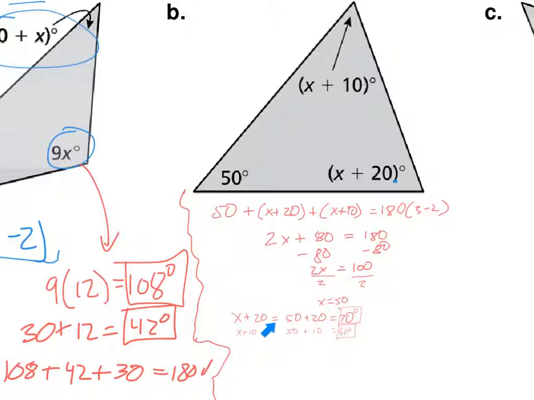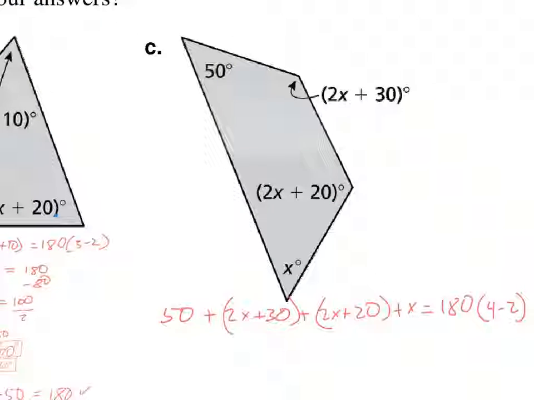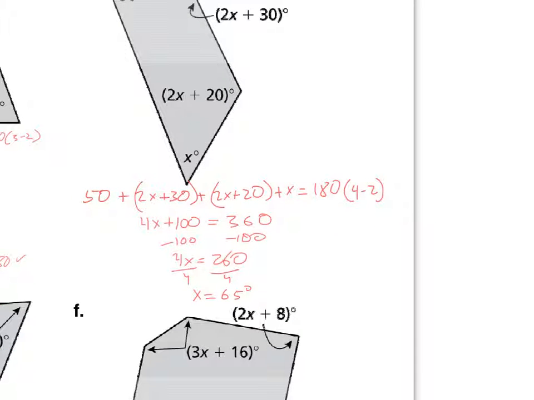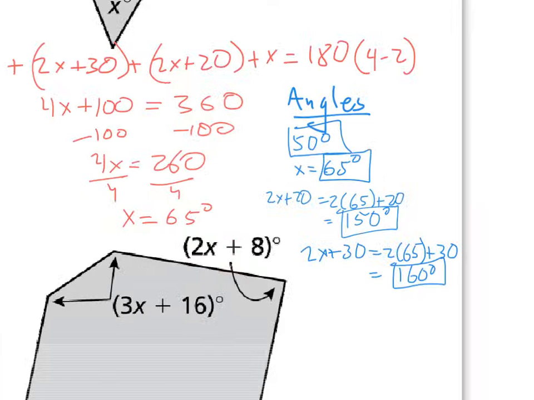Then we can go ahead and plug in 50 for both of the x's, and we get our two angles, which are 70 and 60, which add up with 50, and it makes 180. Keep going. Now for this next one here, we have n is 4, so 180 times 4 minus 2. We'll work that out. And we can find out that x is 65 by solving the equation. And we plug 65 back in, and we get our angles of 50 given to us, 65, 150, and 160.